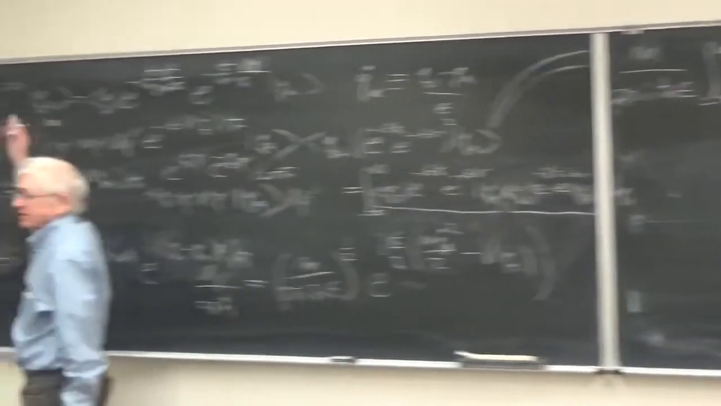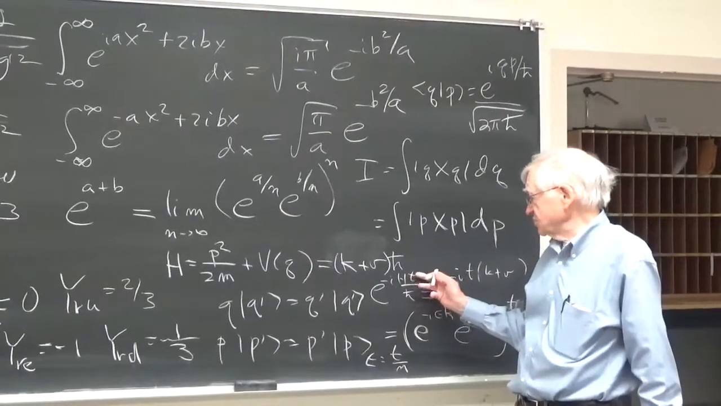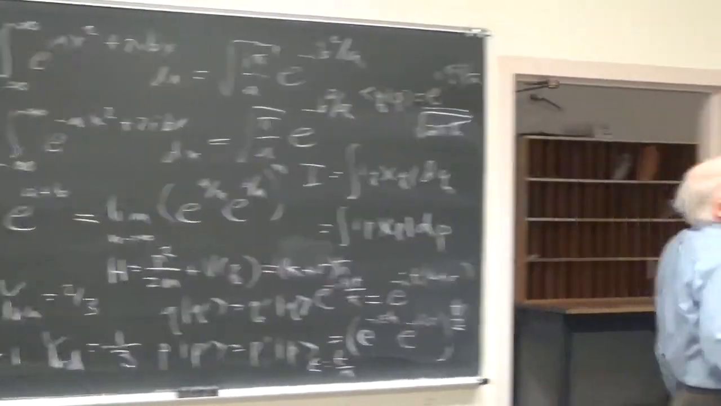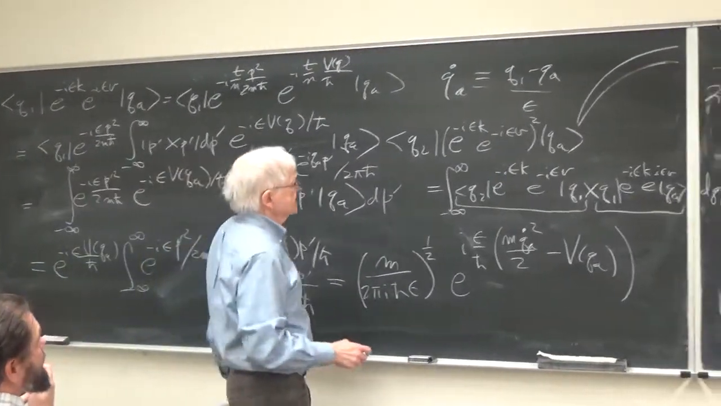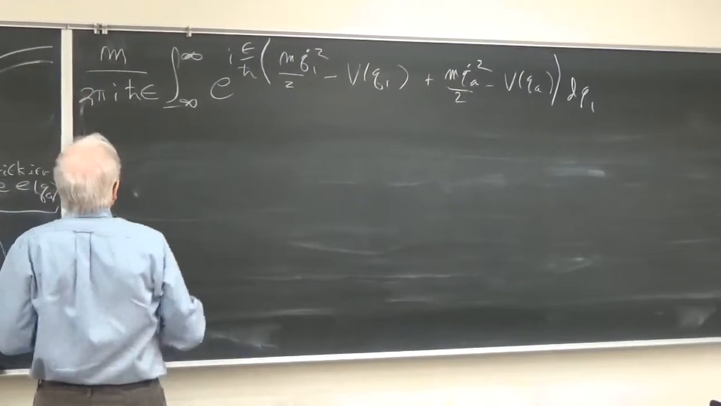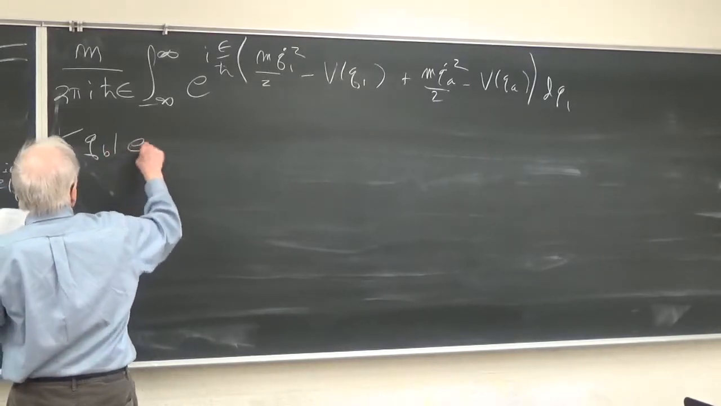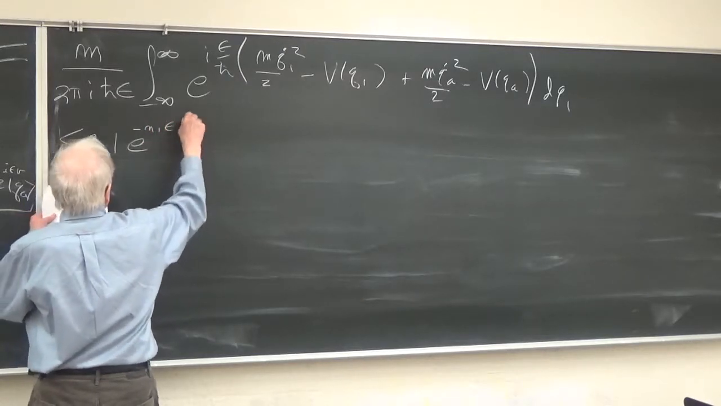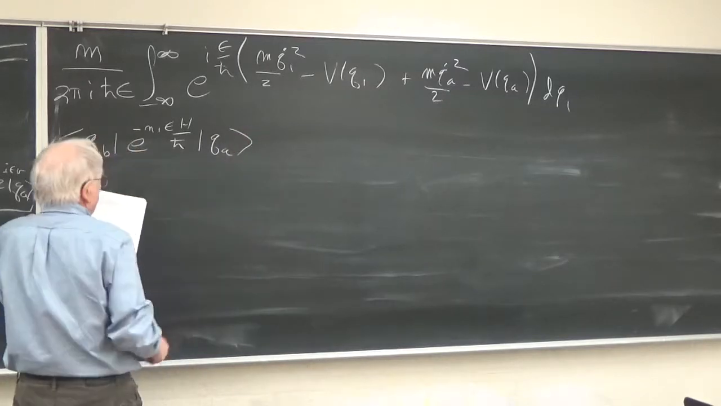because to get to a full amplitude of e^{-iHt/ħ}, or e^{-it(K+V)}, we need to put together an infinite number of these, and so far we've just put together two of them. But if we put together n of them, well, it would be e^{-inεH/ħ} between qb and qa. What will this be?